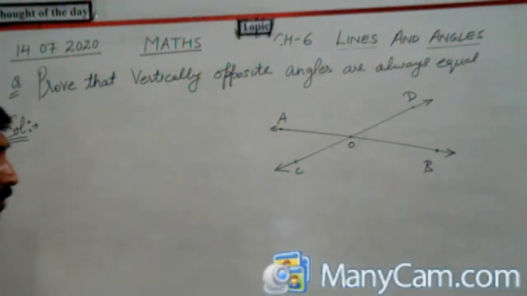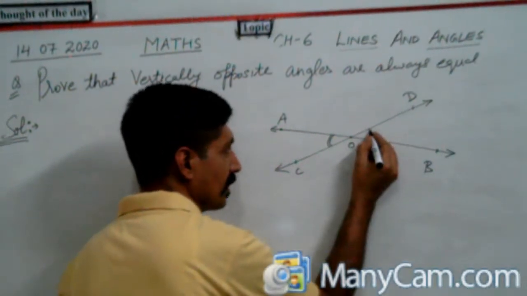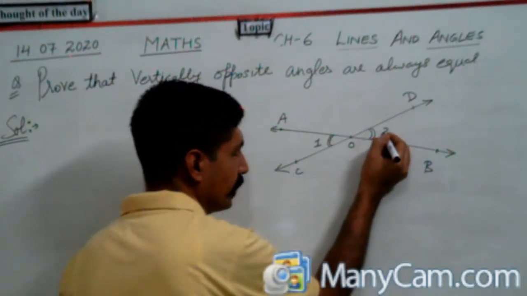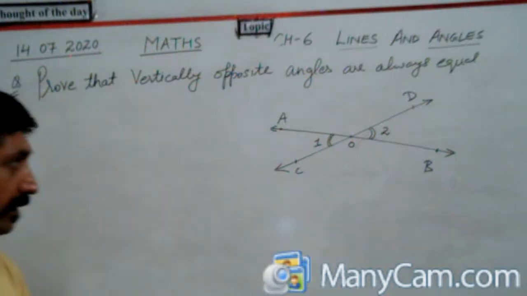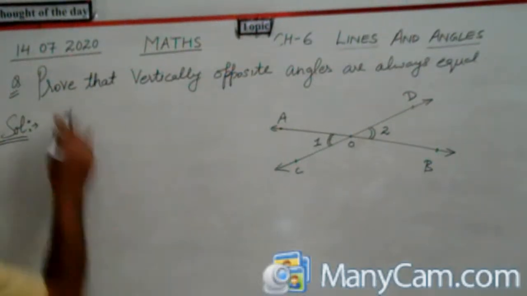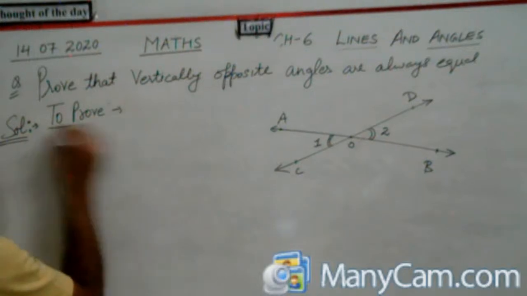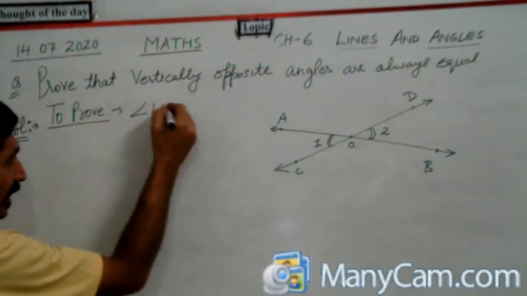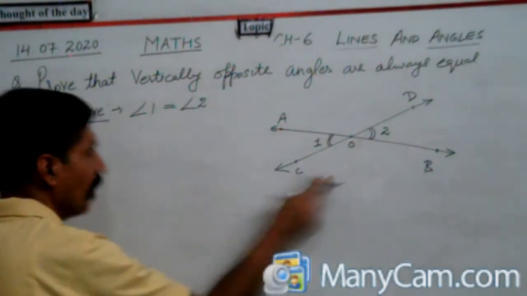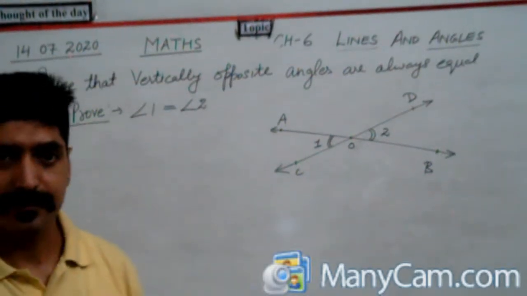We want to prove that this angle, let us name it angle 1, is equal to angle 2, right? Here AOC is equal to BOD. We want to prove, or in short form, I can write angle 1 is equal to angle 2. But I am denoting here AOC, so we want to prove AOC is equal to DOB. Right?